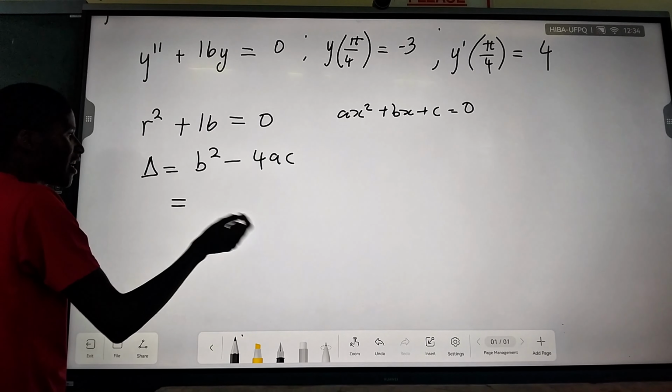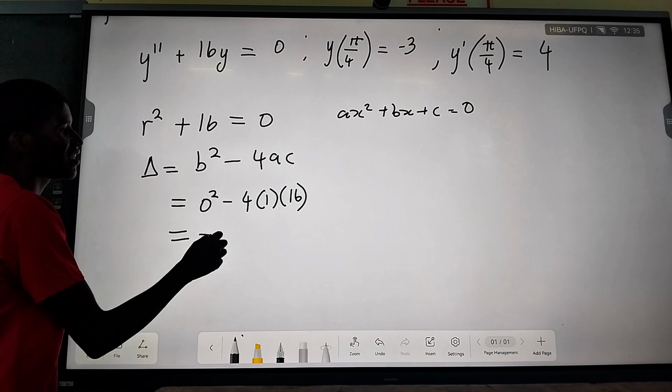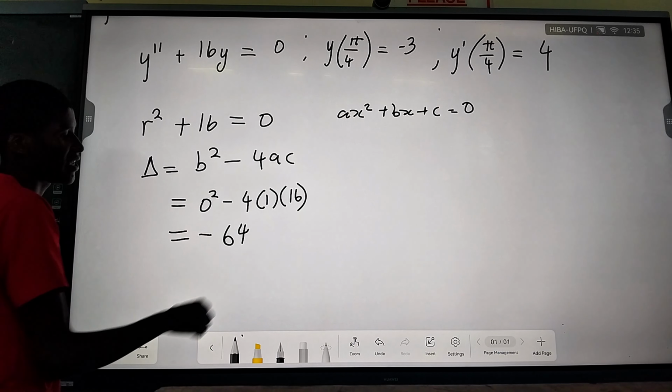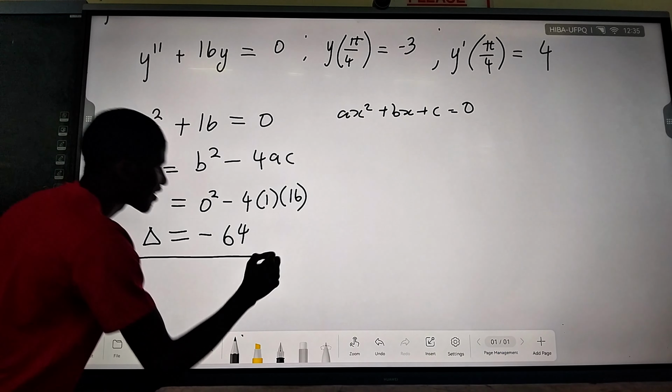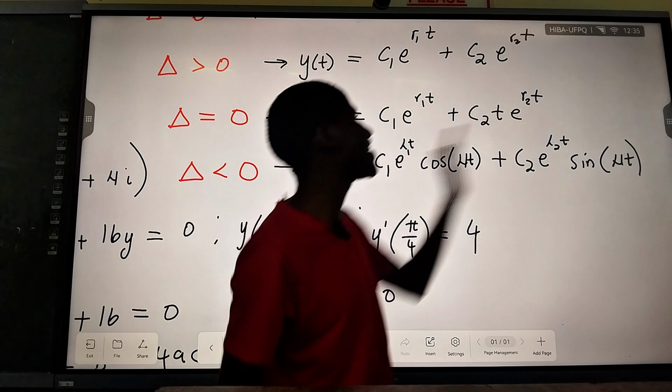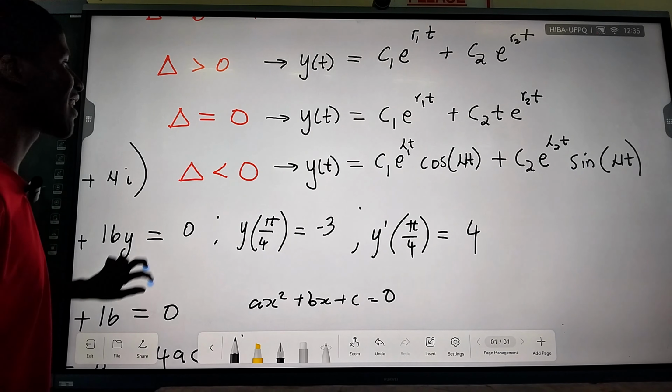We get that this is negative 4 times 16. What is negative 4 times 16? Negative 64. Yes. So this is the discriminant. If your discriminant is negative 64, where does that place you? It's a non-real root case again. The discriminant is less than 0. Your general solution, you're going to find it using this form. So we're going to write the general solution for a non-real root type of differential equation.